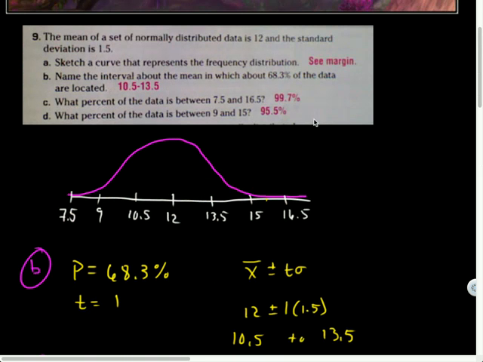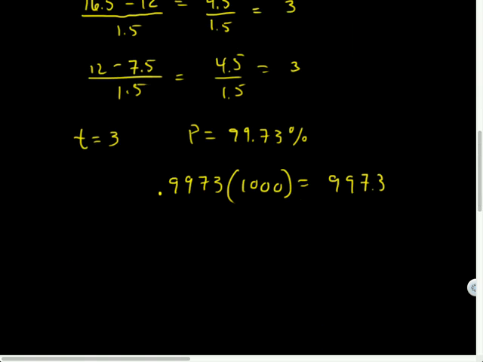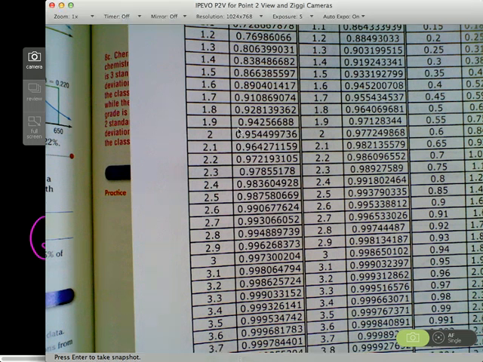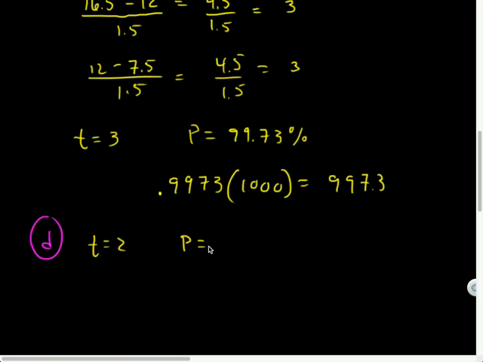Let's see, what percent of the data is between 9 and 15? That happens to be 2 standard deviations above and below. I'm not going to spend as much time explaining that one. But that ends up being a t-value of 2. So I would have just looked up on my chart, t-value of 2, 0.9545 when I round. So I'd say the p is 95.45%. All right.